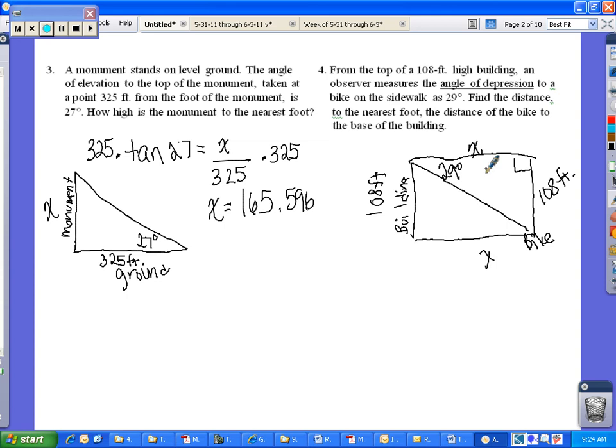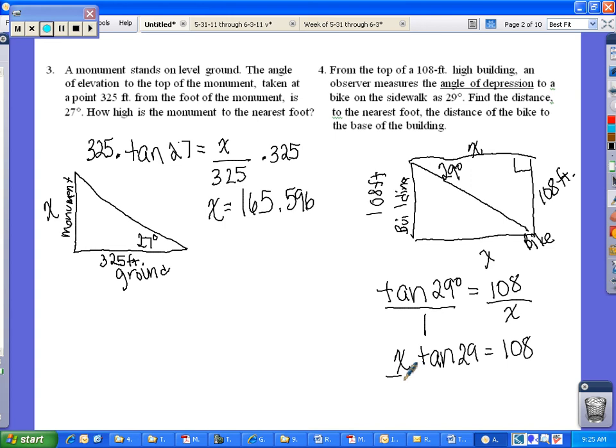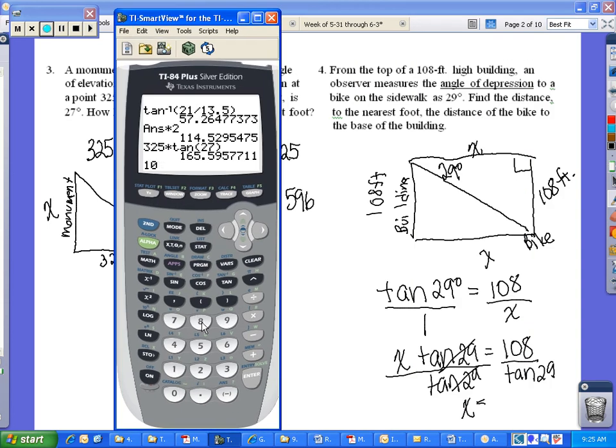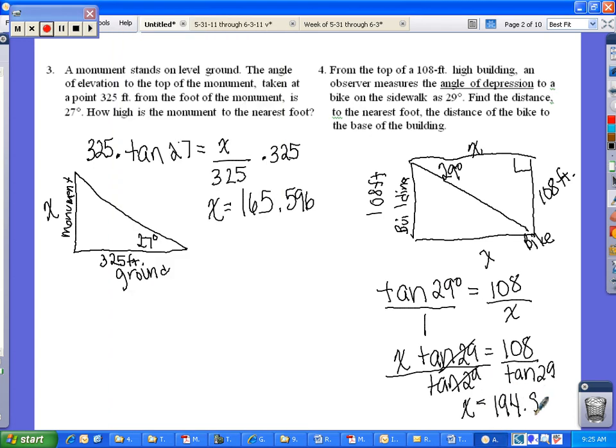Okay. So now this is the triangle you're solving. You have opposite and you need adjacent. So you're going to again use tangent. So tangent of 29 equals opposite over adjacent. In this case, you can just cross multiply. So x times the tangent of 29 is equal to 108. Divide both sides by the tangent of 29. So the tan of 29's cancel, and in your calculator, you're going to put 108 divided by the tangent of 29. You get 194.837. That's in feet.